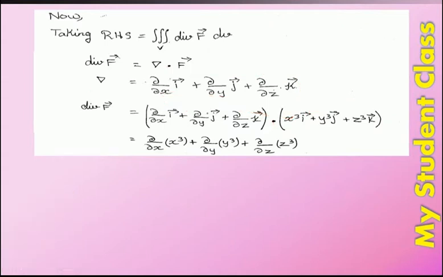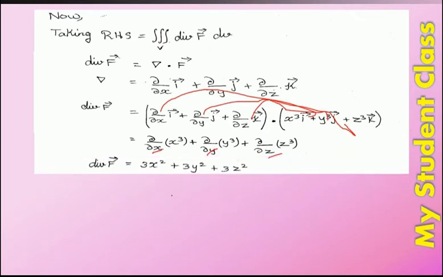Now I'm going to multiply this. We would get dou by dou x of x cube, and j with j we would get dou by dou y of y cube, and k vector with k vector, z cube, we would get dou by dou z of z cube. Now we differentiate with respect to x, y and z. So our answer for divergence f vector would be 3x square plus 3y square plus 3z square, by differentiating x cube, y cube and z cube. So we have our divergence f vector now.